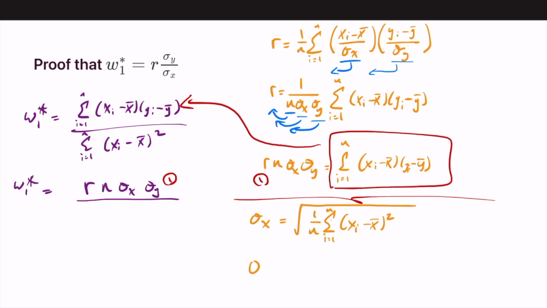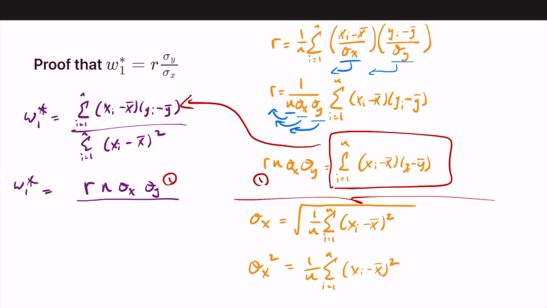So this will be sigma sub x squared equals 1 over n, the sum from i equals 1 of x of i minus x bar squared. Okay. Now we just need to deal with the 1 over n, because again, this right here looks exactly like that. To deal with the 1 over n, that's quite easy. We'll just multiply n onto both sides.